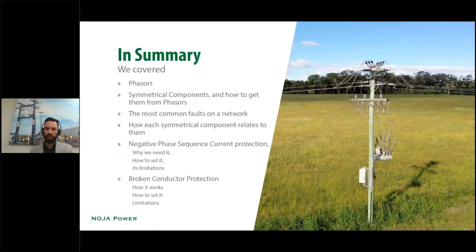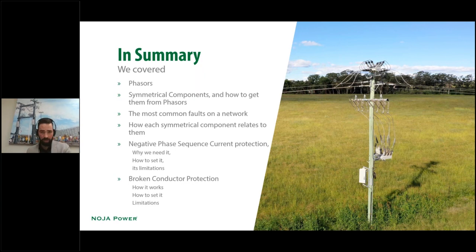All right. So in summary, we covered phases, we covered symmetrical components and how to get them from the phases, and we covered the most common faults on the network. So we went through single phase to ground faults, and we talked about double line to ground faults and three phase faults, and also the broken conductor fault. Now, the broken conductor ones included the load as well. So we started to see the problem of relying only on overcurrent and earth fault protection by itself, because it still leaves a blind spot in the calculations.